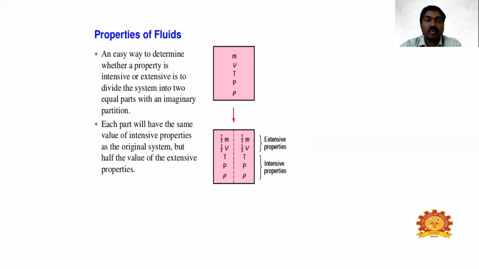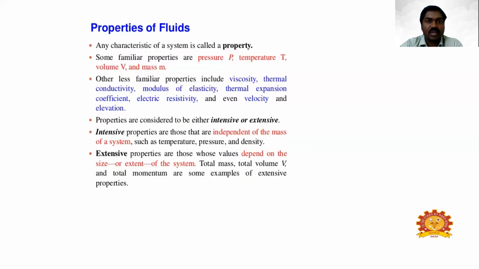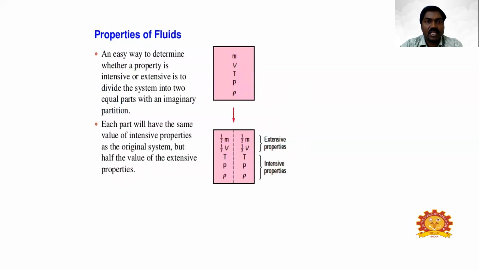That is, we have discussed mass, viscosity, temperature, pressure, density. Only those we have discussed in the previous slide. See pressure, temperature, volume, mass. Only those have been given in this box. So we have split it into two.